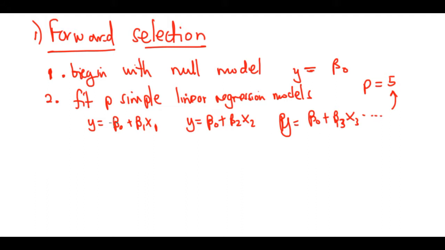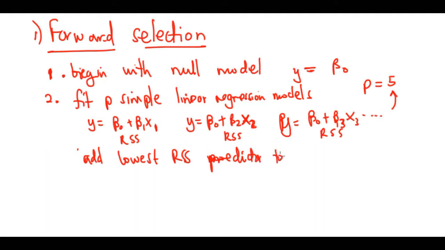And then after you do that, what you then do is you will choose the one. You now calculate what is the RSS for this, what is the RSS for this, what is the RSS for this. Then if the lowest RSS is coming from the model that is x2, you take x2 and you add it to our null model. So you add the lowest RSS predictor to the null model, right?